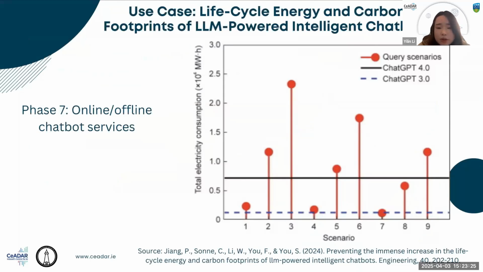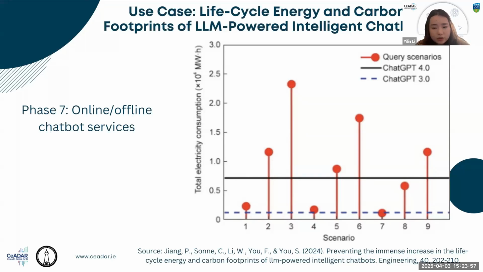And now we can move to phase 7, when the chatbot is actually used by people, online or offline. This is the part we are most familiar with, using tools like ChatGPT on our phones and computers to make a query. Like we talked about previously, every time someone asks a question and gets a reply, that is called inference.